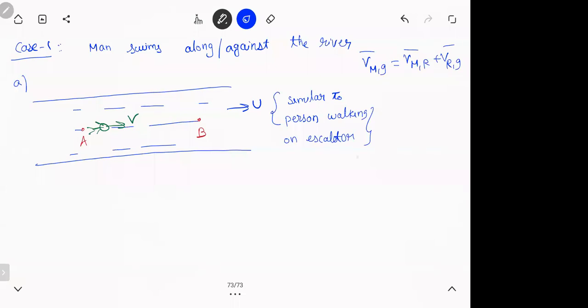So here what will be the time taken then? So the time taken to go from A to B will be the distance, whatever that is, let's call it D, by speed V plus U. Hope that was understood. So if you swim in the direction of the river, your speed will be more.